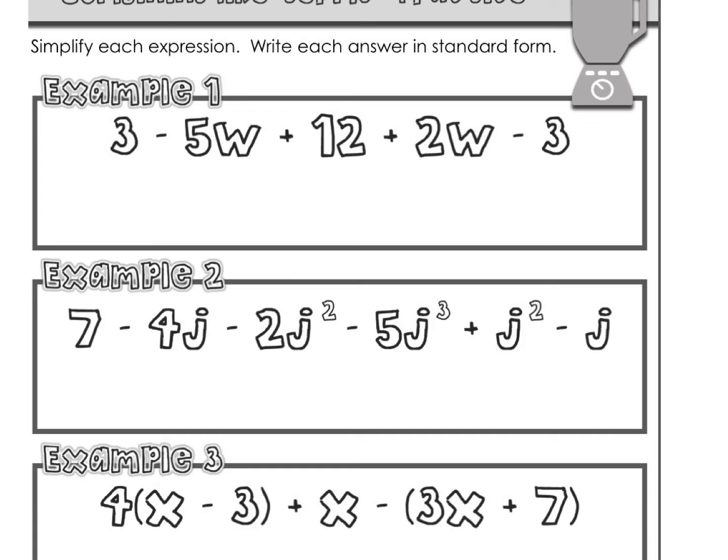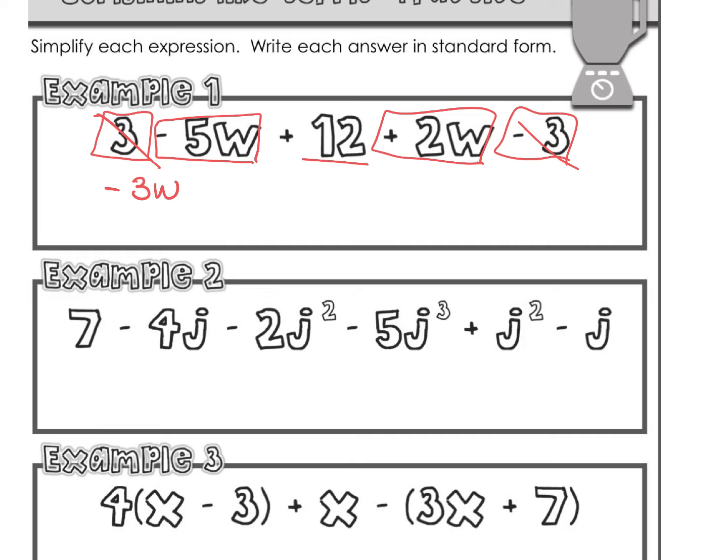So our coefficient here in example 1 is W, and our W terms are negative 5W and positive 2W, and we get negative 3W because negative 5 plus 2 is negative 3. We do not have another variable, so we're just going to combine our like terms. Now, we have positive 3 and negative 3, those cancel out. So that just leaves the positive 12. And that is your answer.